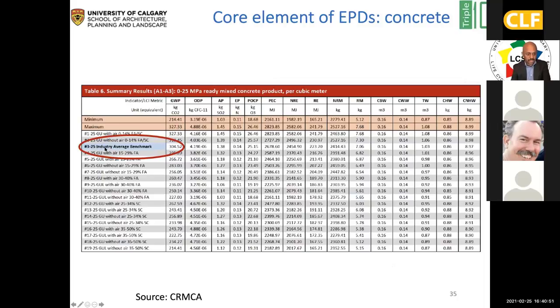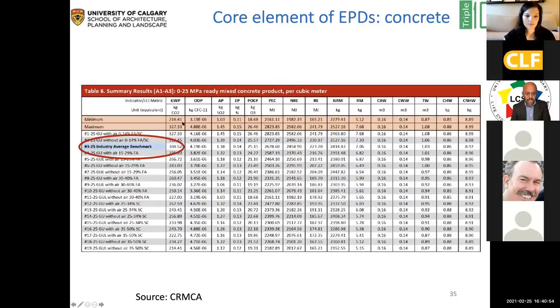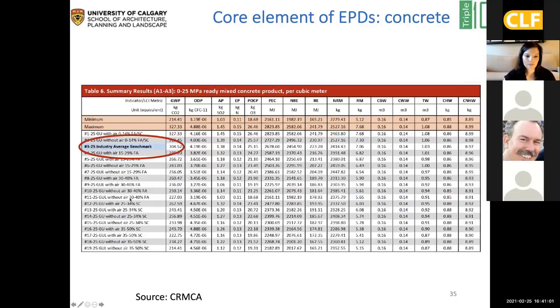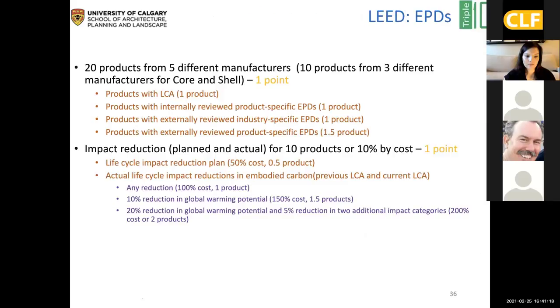317. So you have the industry average, and it will depend on how much fly ash there is, whether there is with air or without air and so on. So this is simply one impact metric. You have the rest of that there as well, depending on the minimum and the maximum and so on. So the whole idea of EPDs is to provide this transparent way of communicating the performance based on a life cycle perspective.